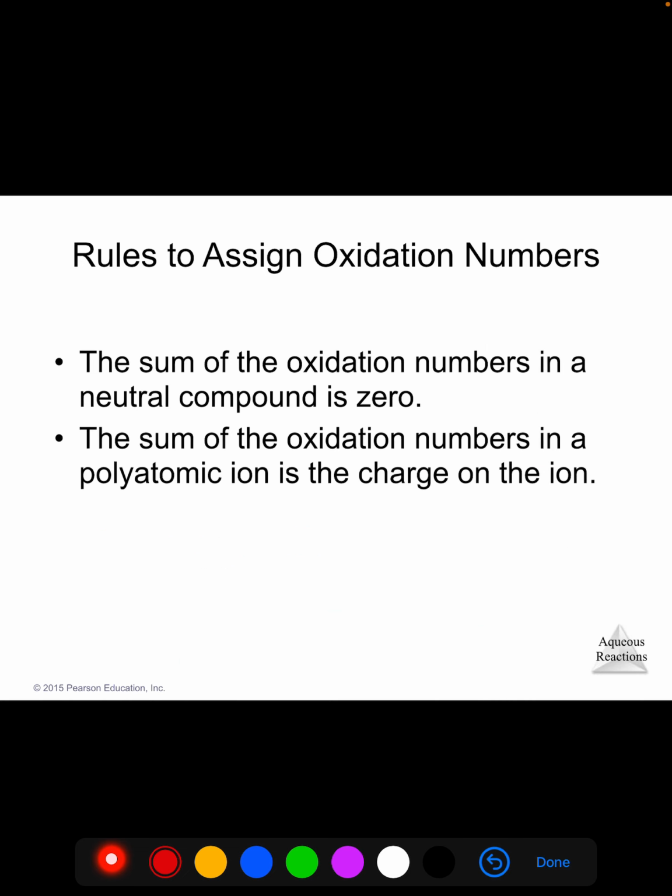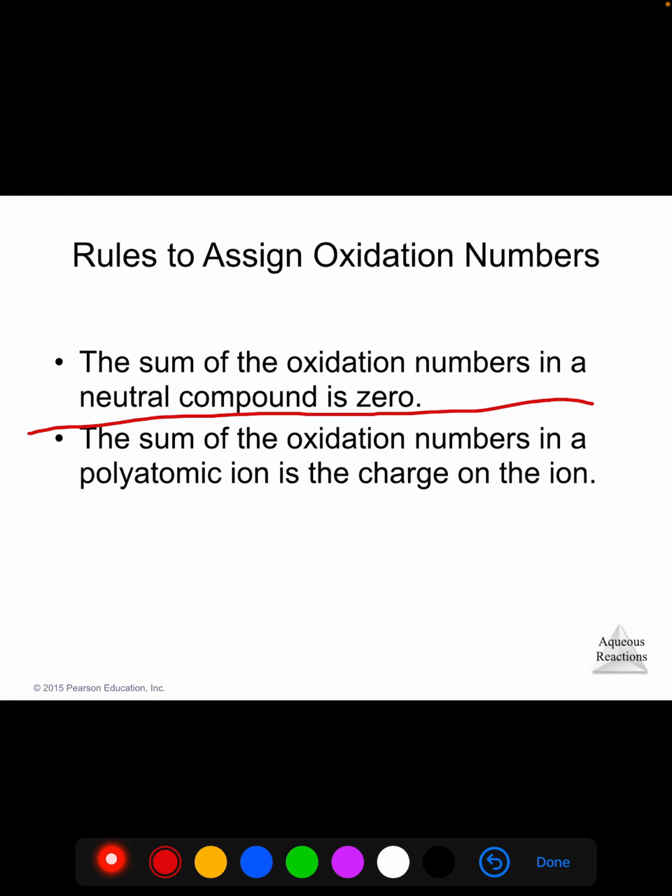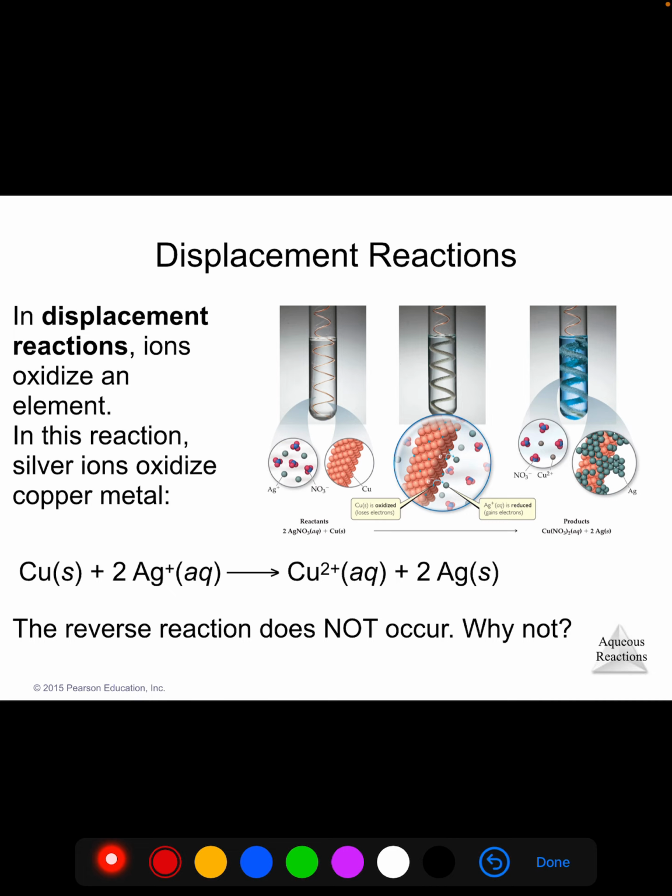We're not going to spend a lot of time on this, but in a neutral compound, those oxidation numbers of all the elements, all the atoms in that species, add up to 0. And if we're talking about a charged species like this phosphate here, the oxidation numbers have to add up, for example, in phosphate, to minus 3. Okay, so the polyatomic ion has to be the charge on the ion.